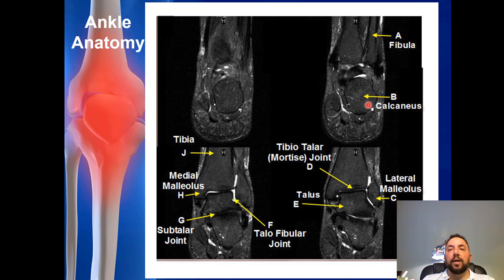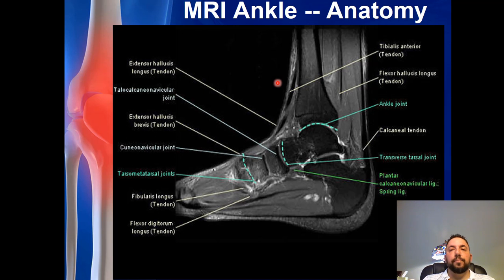So here's your fibula, the calcaneus, the lateral malleolus. Here's our mortise joint, also known as the tibio-talar joint, the talus itself, the talofibular joint, obviously the articulation between the talus and the fibula, the medial malleolus, the tibia, and then what's below the talus is our subtalar joint. We need to be able to readily identify these joints within looking at a coronal oblique of the ankle.